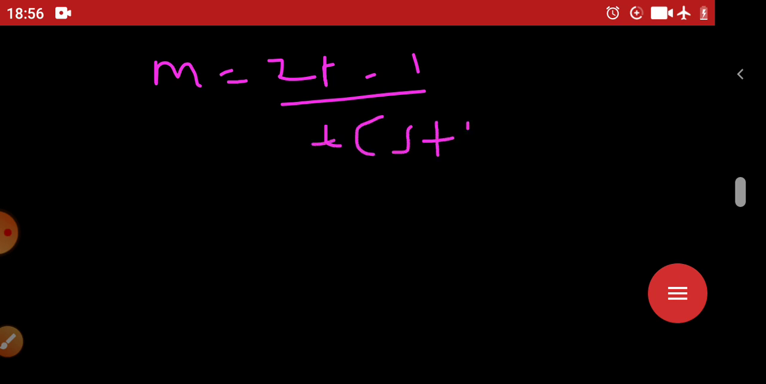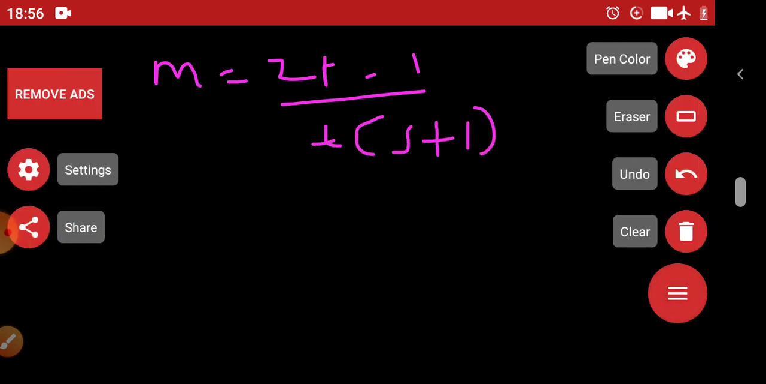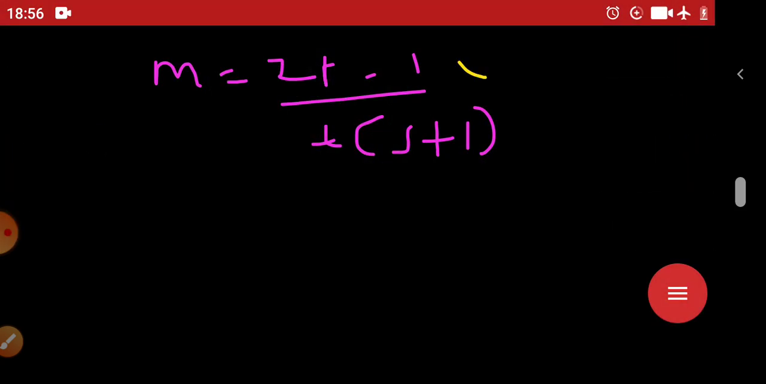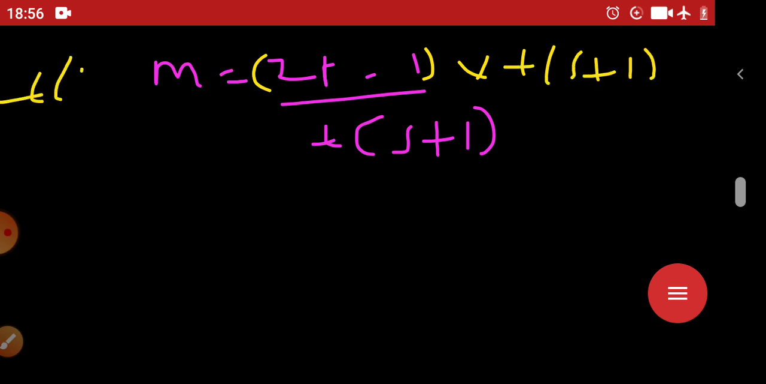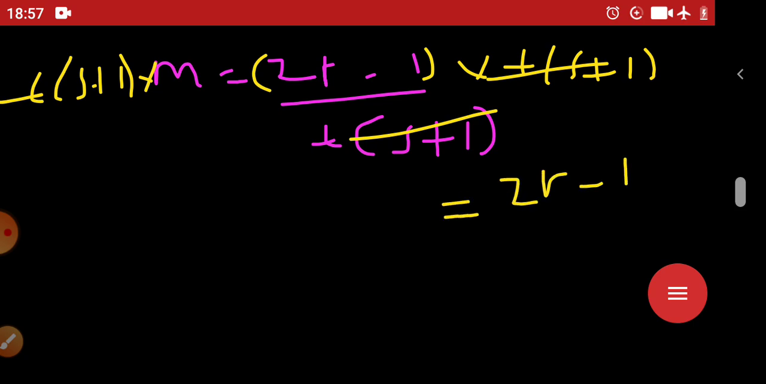So in f we have m is equal to (2r minus 1) all over (ts plus 1). So again you need to remove the denominator because you want s to be in the numerator. So we multiply by ts plus 1 both sides. This cancels this, and you have 1 times 2r minus 1, which is 2r minus 1.